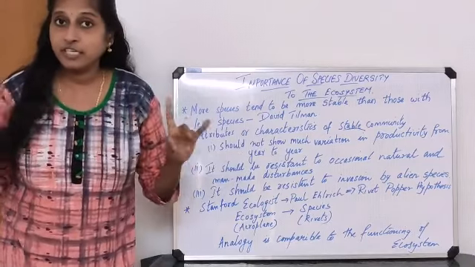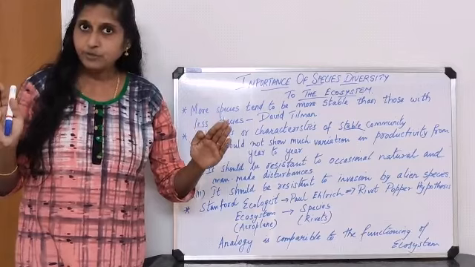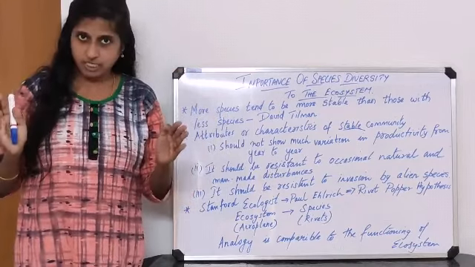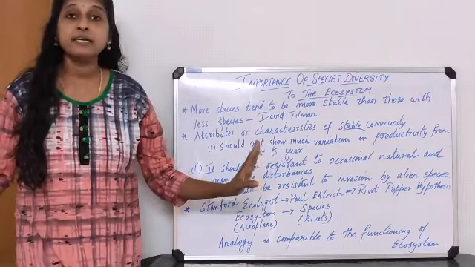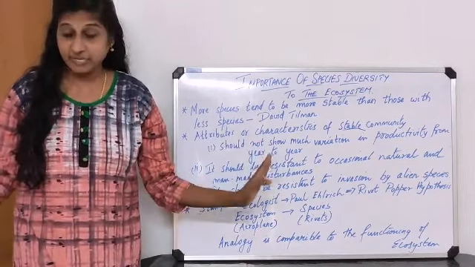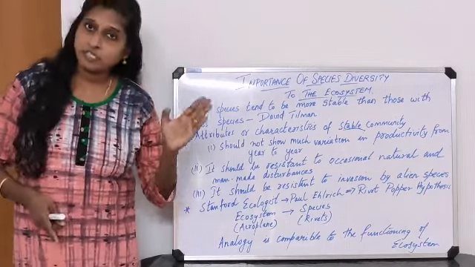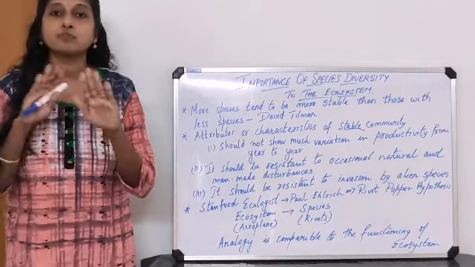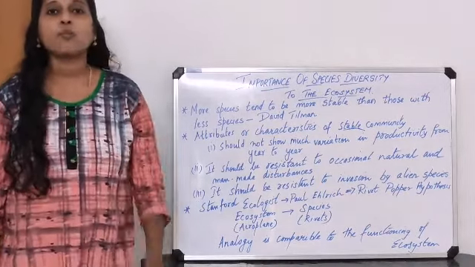So first one is what? It should not show much variation in productivity. Productivity, how much they are producing, should be somewhat constant. Second, it should be resistant to all natural and man-made disasters or any disturbances. Third is what? It should be resistant to alien species. In that case, my community is more stable. Clear?